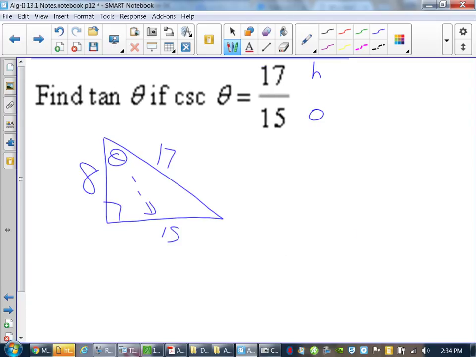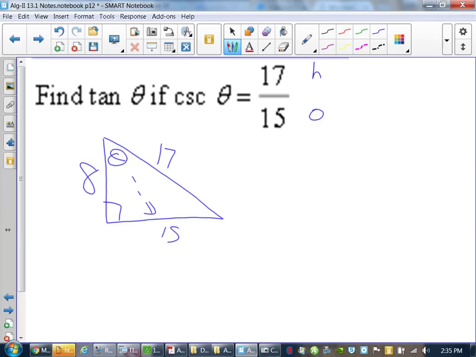Now, if you forget your triples, 3, 4, 5 is the most common. 5, 12, 13, 8, 15, 17, 7, 24, 25, 9, 40, 41. Remember 3, 4, 5. And then I'm done. There's a way to actually create your own triples, and I figured that out once and I forgot.